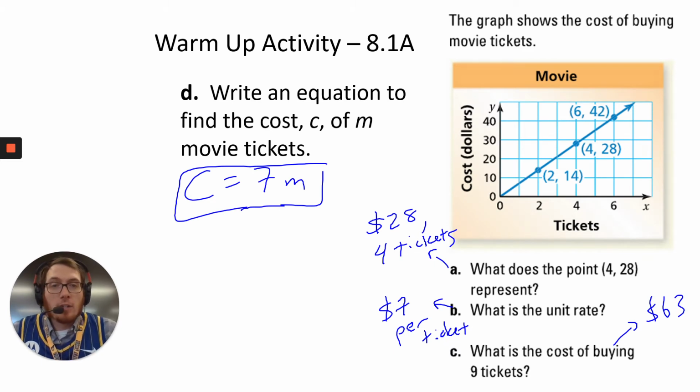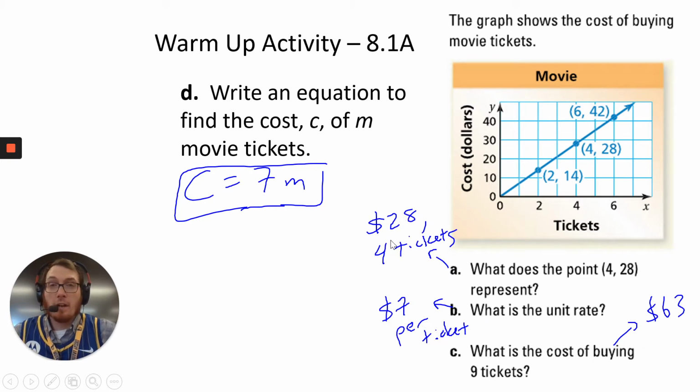The first thing we're going to look at is just a review of dealing with unit rates and some things with graphing. For this question, it says the graph shows the cost of buying tickets. What does the point (4, 28) represent? That's this point right here. Just use the labels on the x and y axis to help find that answer. So 4 tickets cost $28, which means the unit rate should be $7 a ticket.